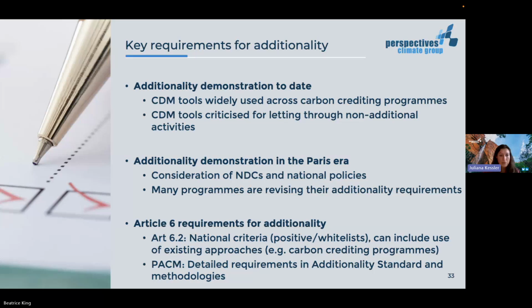Now, under the PACM, you have these detailed requirements. As said before, there's the standard on methodologies document that was adopted in October last year, and now in February of this year, the supervisory body has adopted the standard on additionality. That really goes into more depth in terms of what is required as compared to the standard on methodology. So going to the next slide, what you can see here.